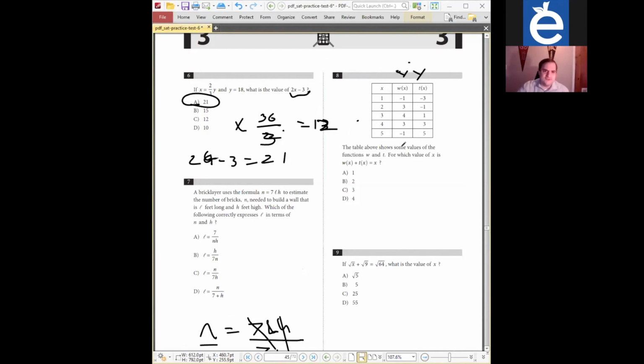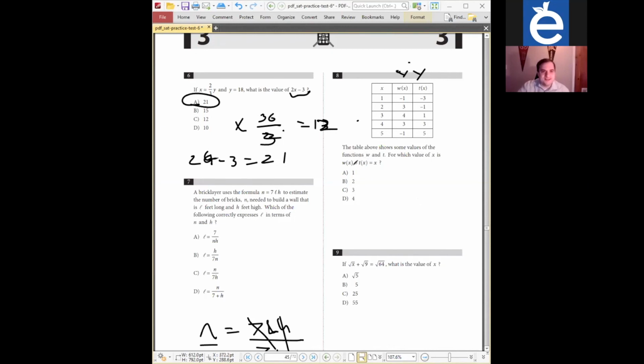The table above shows some values of the functions W and T. And remember, a function's just, well, for the purposes of the SAT, it's usually just a line. It could also be a parabola. Technically, it's any model, but for the purposes of this, it's a line. For which of the following values of X is W of X plus T of X equal to X?